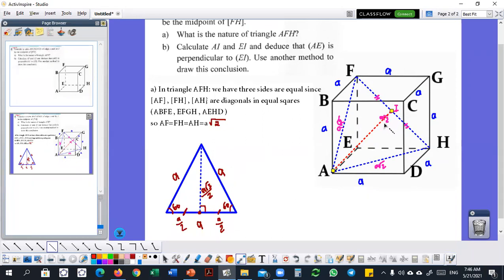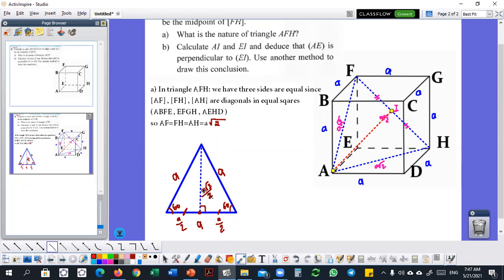What do you think about AI? It is a height or a median in the equilateral triangle. Yes. Then it will divide this equilateral triangle into two pieces. Each one is called semi-equilateral, like this.